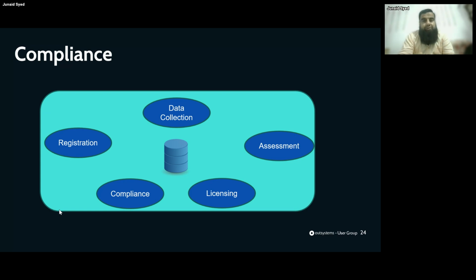Because of that, if I wanted to make any changes to the registration module and the related entities, I always had to deploy all the other applications as well, because the database was impacted, and any changes in the database required me to make changes in data collection, assessment, and licensing everywhere. So it was all interlinked and dependent on each other. Life cycle independence was not achievable here.